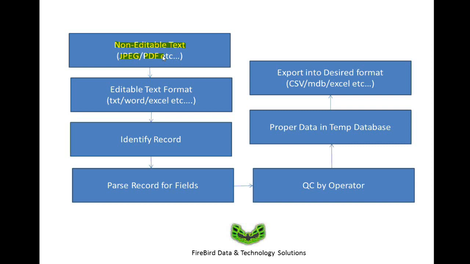Once we have the text, we call it raw data because we still have to identify the records out of it. The raw data can be in the format of a text file, Word, Excel, etc. We write our code using languages like .NET, and we identify the records that are present in a particular file. From the record, we pull out the required fields and push them into a temporary database storage. Primarily, we are using Access MDB files. These MDB files are later given to our operators, who will be performing the QC on this data.